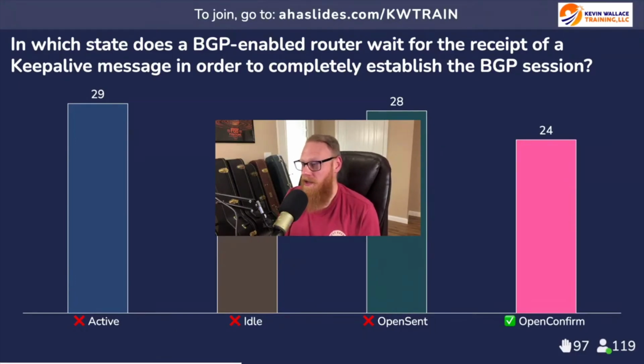But in the open confirm state, BGP is going to wait for the receipt of either a Keepalive or a notification message. If no Keepalive message arrives, then the BGP state is going to move back to idle. If there is the receipt of a neighbor's Keepalive message, then the BGP session moves to the final state that we want to see it in, which is the established state.